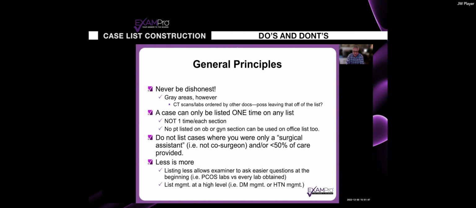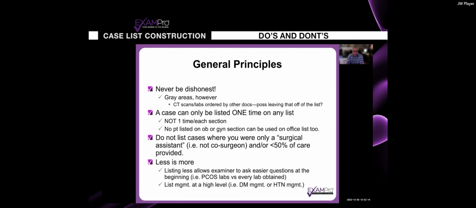All right, so the next thing I have listed here is less is more. What does that mean? Well, I've had people who, and we'll see some examples, list a novel for each patient. It's extremely tedious for the examiner to get through that case list and try to identify cases that they want to query you about during the exam. So it's better to be high level when you list your cases.